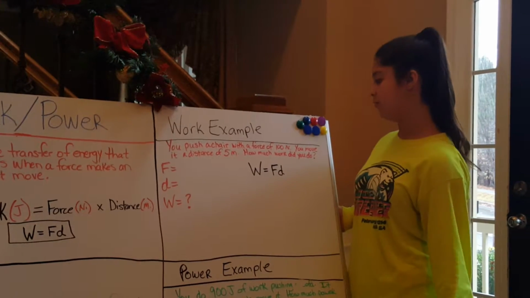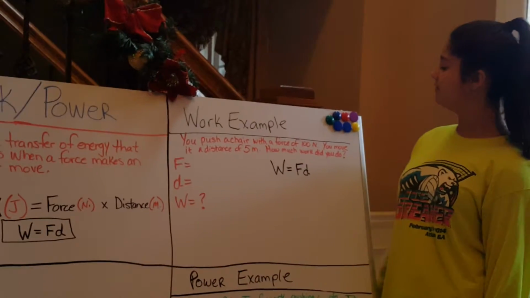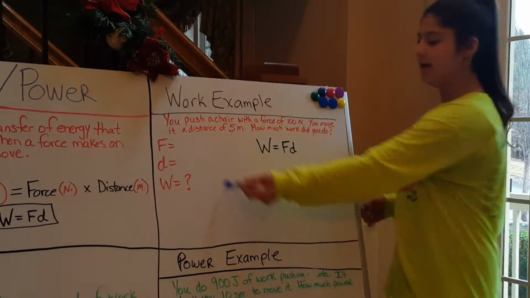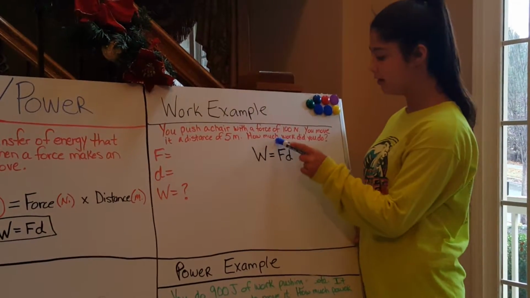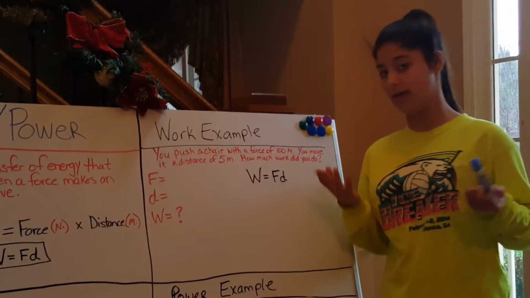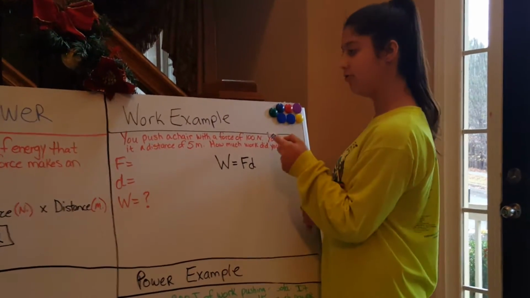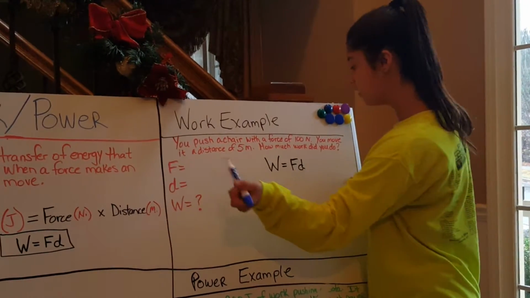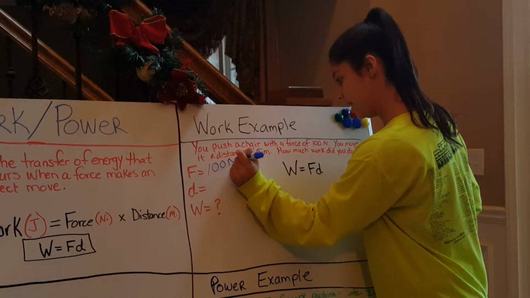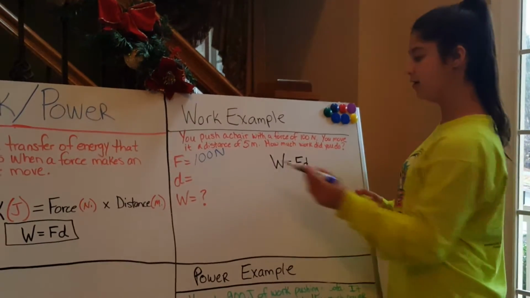You push a chair with a force of 100 newtons. You move it a distance of 5 meters. How much work did you do? So, we're going to fill it in. It does say how much work did you do, so we don't know how much work we have so far. So you're going to put your question mark here, and then 100 newtons for your force, excuse my bad handwriting. And then your distance, you have 5 meters.